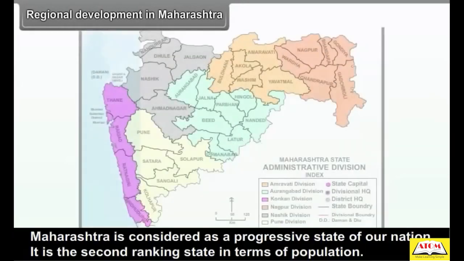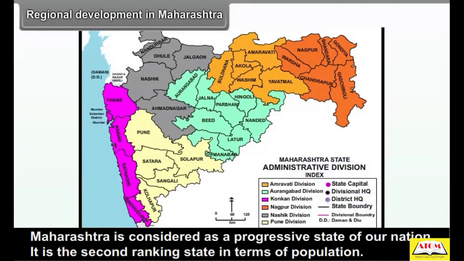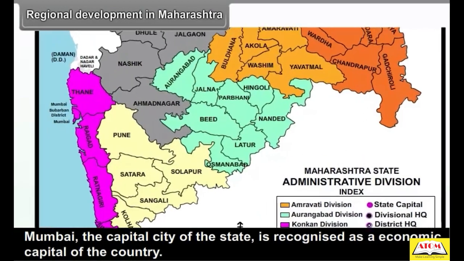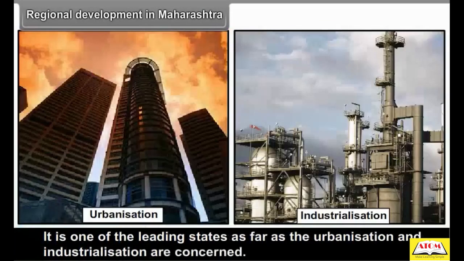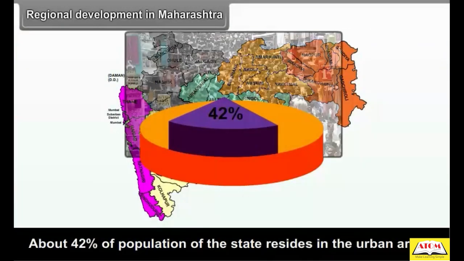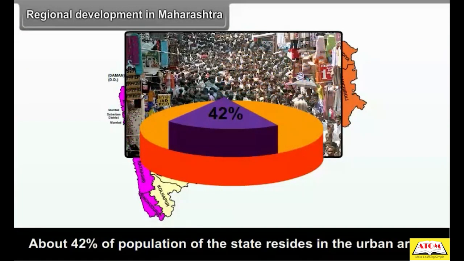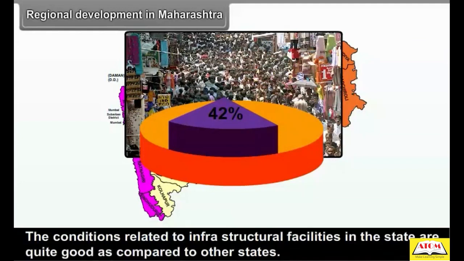(8.4) Regional development in Maharashtra. Maharashtra is considered as a progressive state of our nation. It is the second ranking state in terms of population. Mumbai, the capital city of the state, is recognized as the economic capital of the country. It is one of the leading states as far as the urbanization and industrialization are concerned. About 42% of the population of the state resides in urban areas.